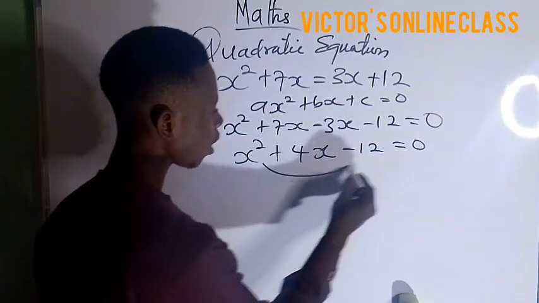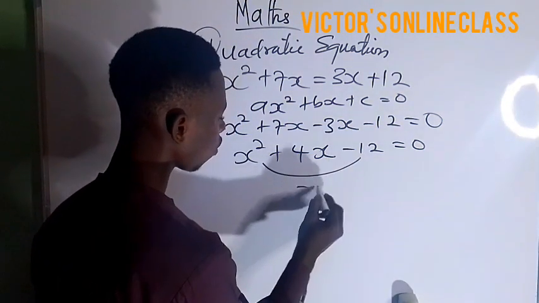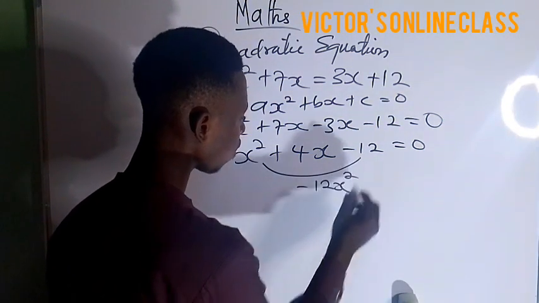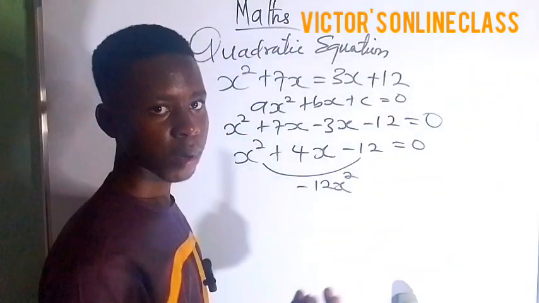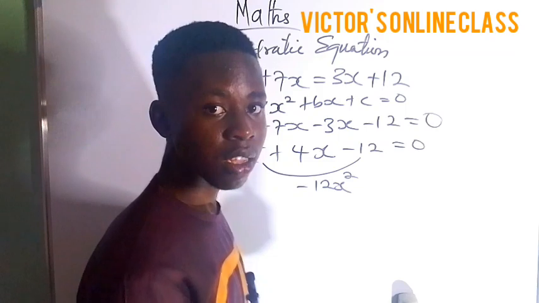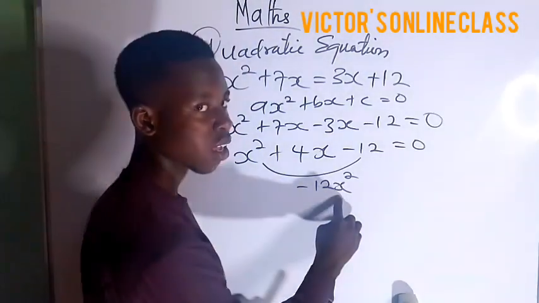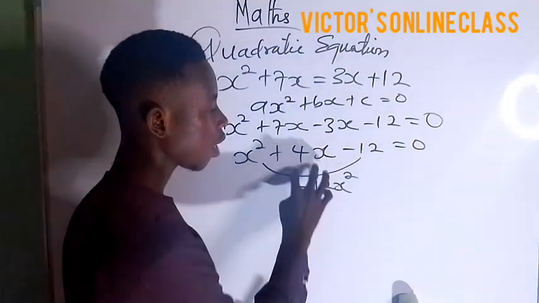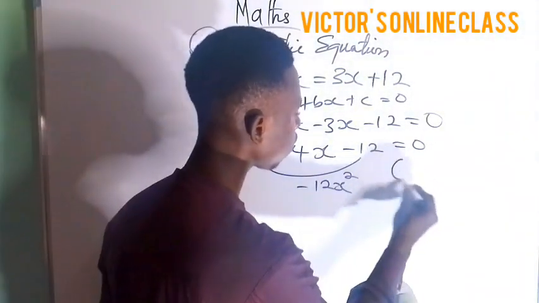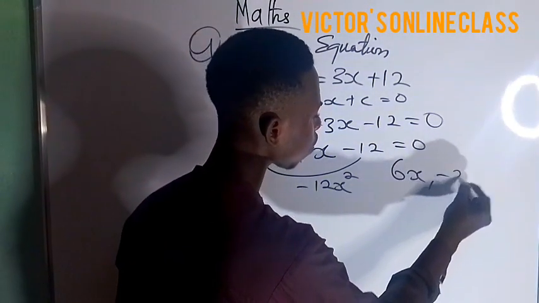If you are to solve this quadratic equation, I always tell you that you should multiply the first term by the last term, which will give us minus 12x squared. Now when you do this, you're going to be looking for two numbers that when you multiply them together, you have minus 12x squared, and when you add them together, you have 4x. Now those numbers should be 6x and minus 2x.